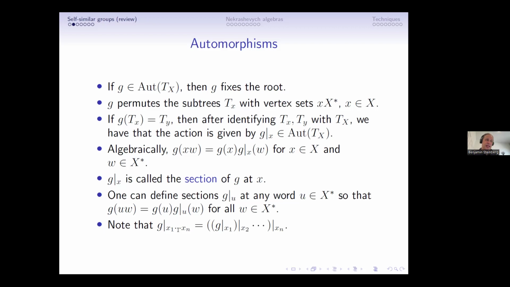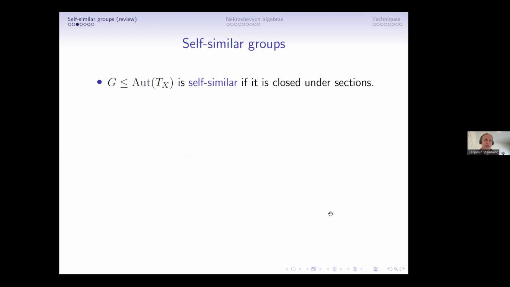If you have a word x1 through xn, where those are the letters, then for the iterated sections, you take the section of g at the first letter, and take that guy's section at the second letter, and so on and so forth. And this subgroup of T of x is self-similar if it's closed under taking sections.